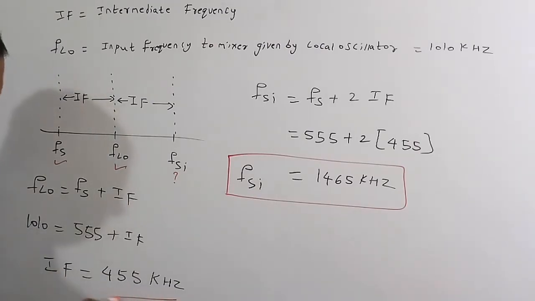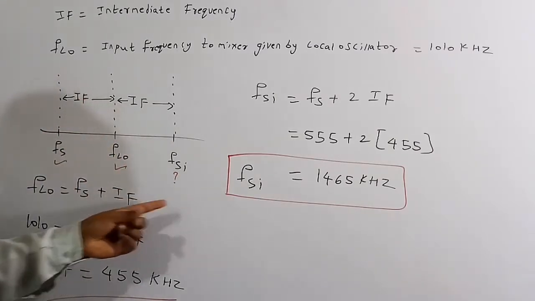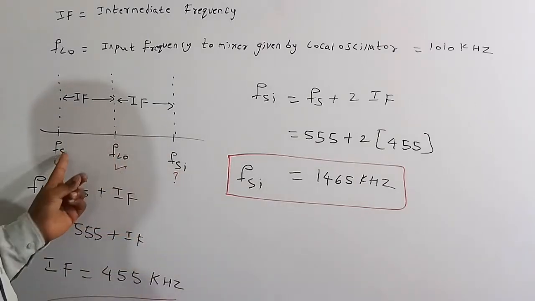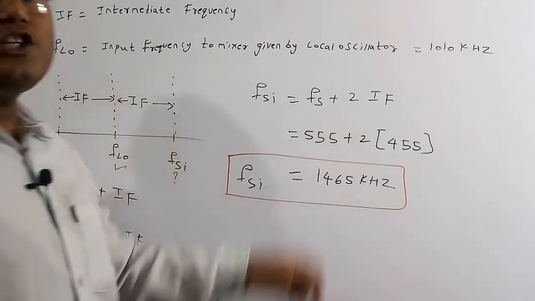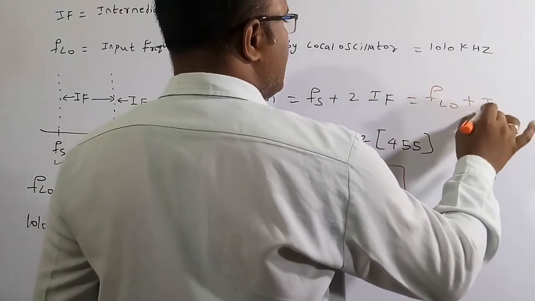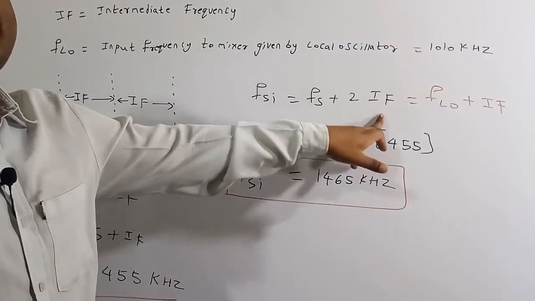So 455 kilohertz is the intermediate frequency, but we need to find the FSI. FSI we need to figure out. Therefore, now FSI is equal to Fs plus 2IF, or we can also write it as FLO plus IF. So here I am going to take Fs plus 2 into intermediate frequency.